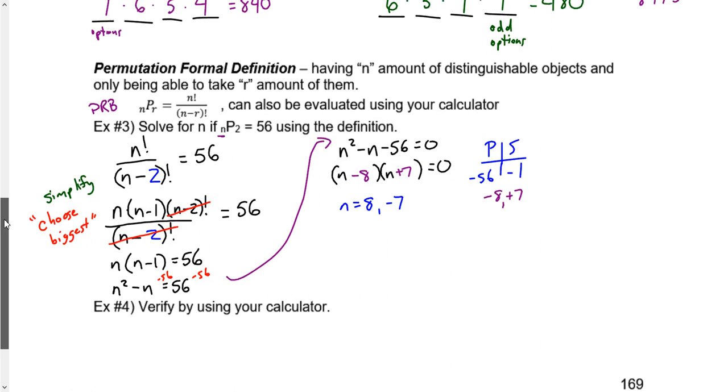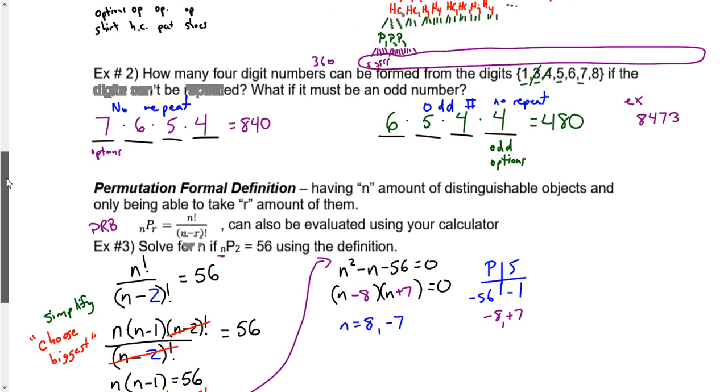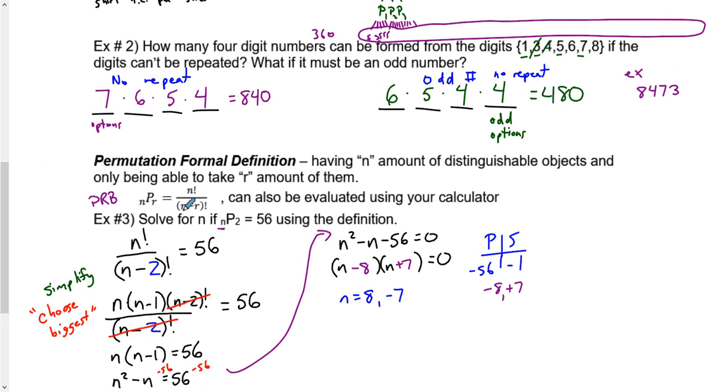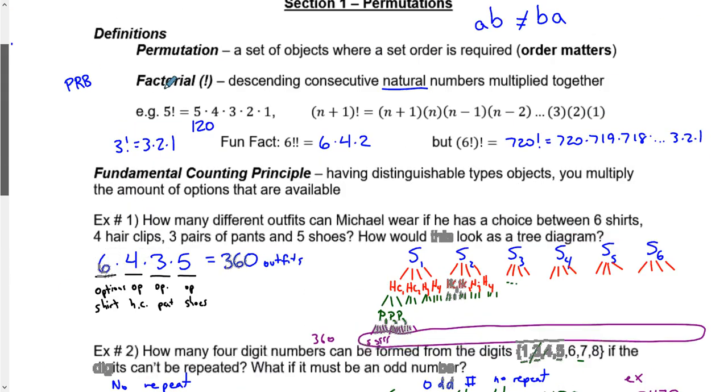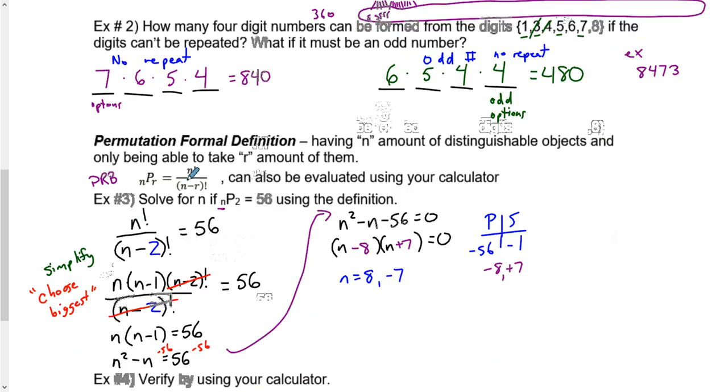Hopefully you know by my tone, no. N is this, N is this. Remember, this is with a factorial, something like an n factorial.